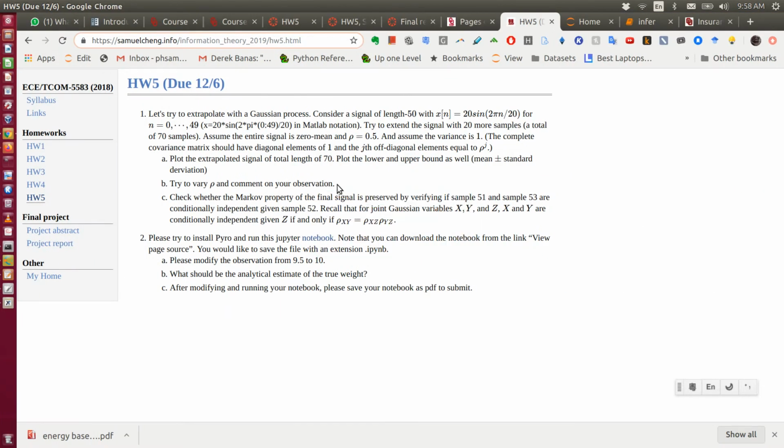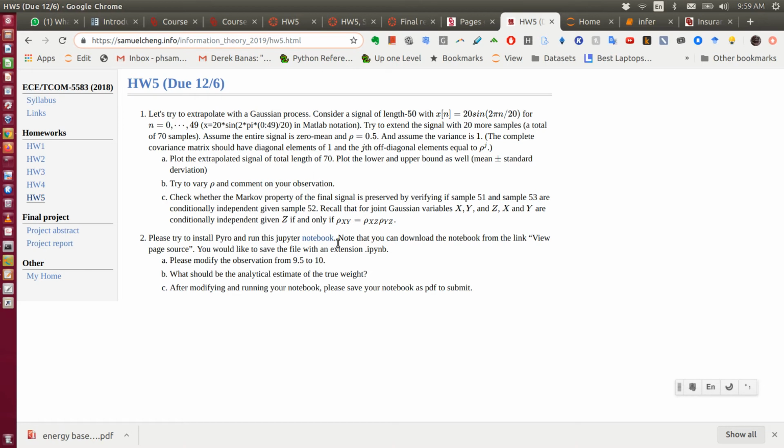I do have more questions here. We observe that changing rho gives something like this. And we are also asked to verify, after the extrapolation, by looking at the 51st, 52nd, and 53rd samples, whether these three samples still satisfy the Markov property. Basically, the 51st and 53rd samples should be conditionally independent given the 52nd sample. And we can verify that, knowing that we have this result in class.